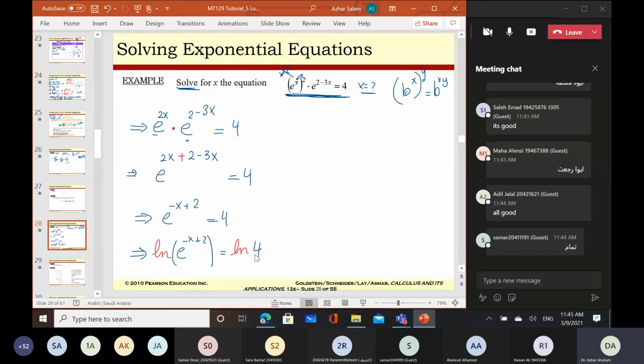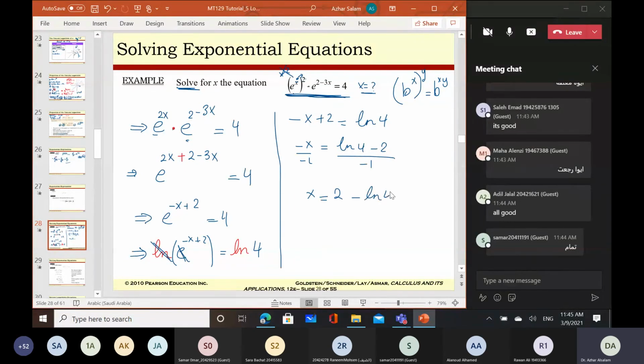ln of a number, okay? This is a constant number, and ln of a number is a constant. So here I can omit ln with e and the exponent comes down to the line. It will be minus x plus 2 equals ln 4. I still have ln here, I cannot change that. So I can now solve for x: x equals ln 4 minus 2. So I will divide by minus 1. When I divide this by minus 1, it gives me positive: x equals 2 minus ln 4.